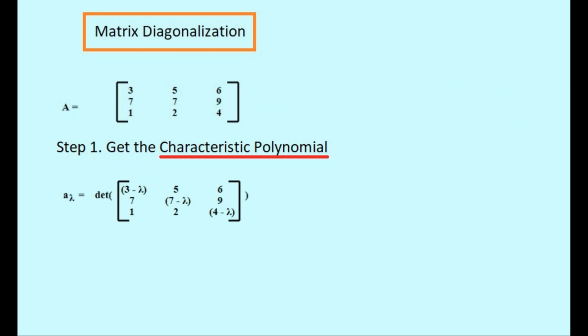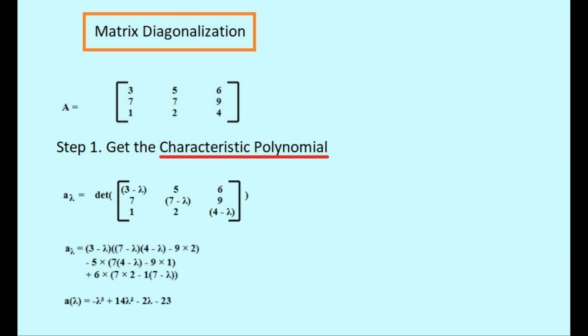So the first step in this process is to find the characteristic polynomial of a matrix, which is well described by the following equation. The characteristic polynomial of a matrix is equal to the determinant of this matrix with a variable usually called lambda subtracted from the diagonal elements. Lambda is equal to the eigenvalues of the matrix when the determinant is equal to 0.